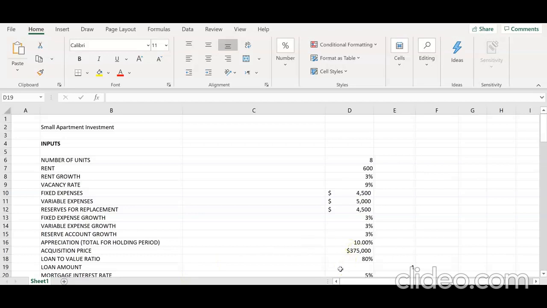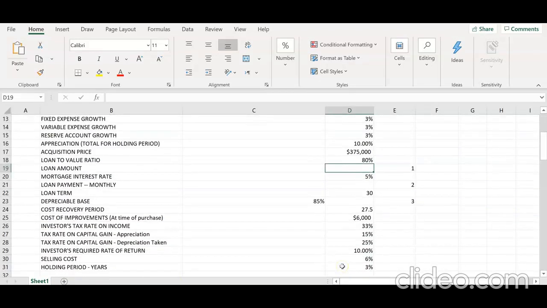So the first step is going to be calculating the loan amount, which is equal to the acquisition price multiplied by the loan to value ratio.